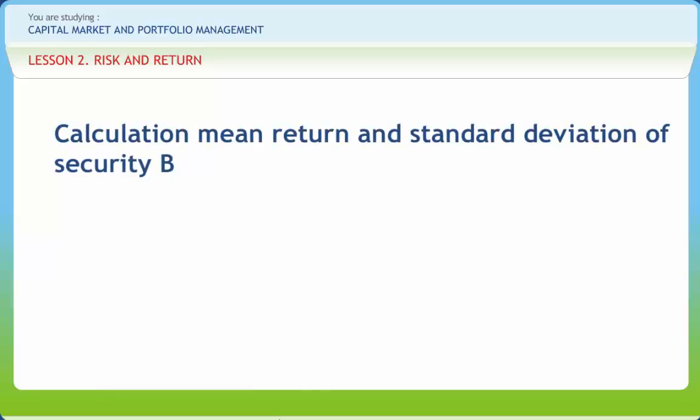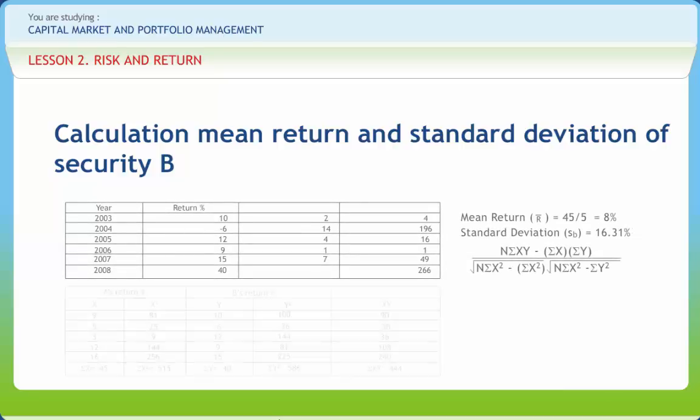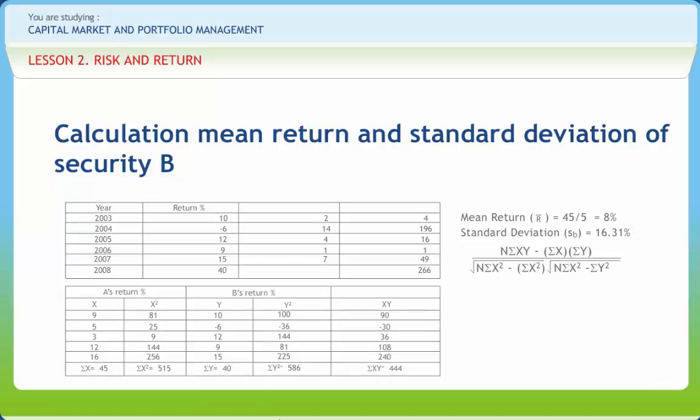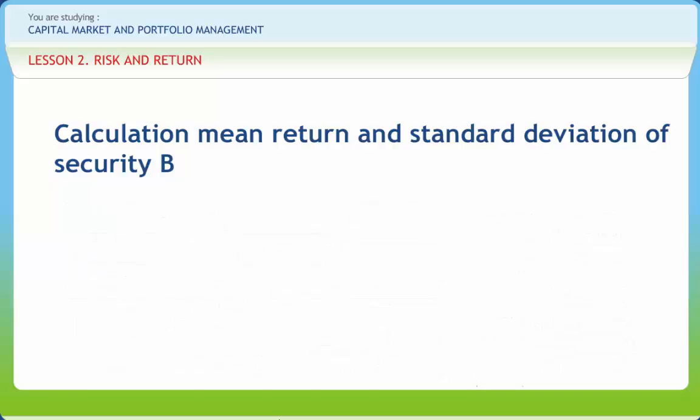Calculate mean return and standard deviation of security Infosys B. First calculate mean. Mean return R bar equals 40 divided by 5 equals 8%. After that calculate R minus R bar. Then square each element of R minus R bar. Then add all the elements of (R minus R bar) squared, which equals 266.